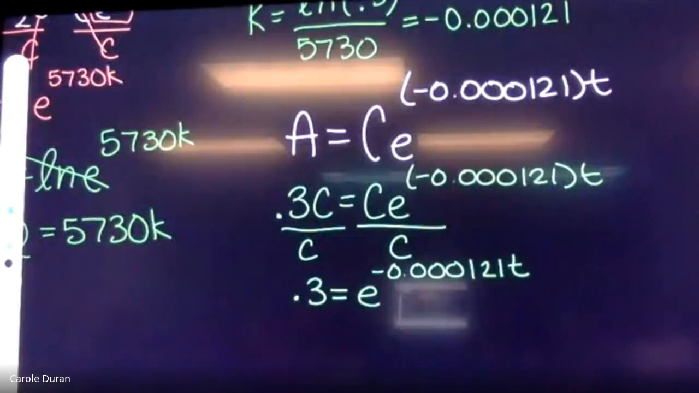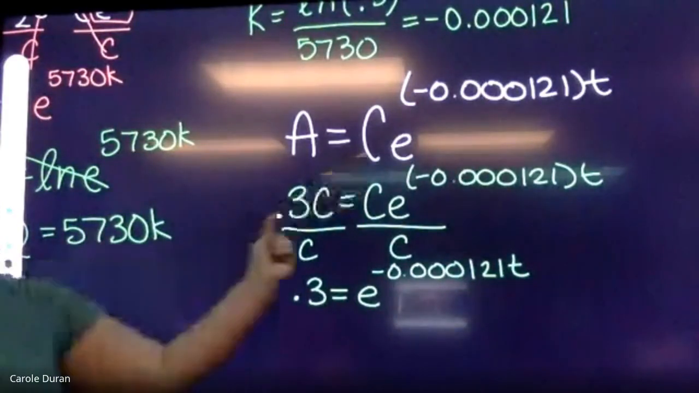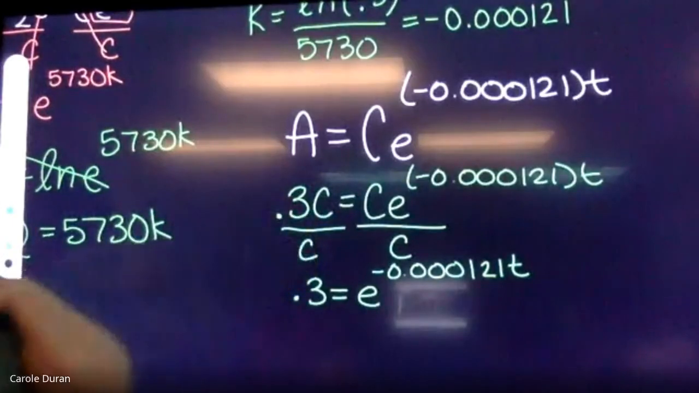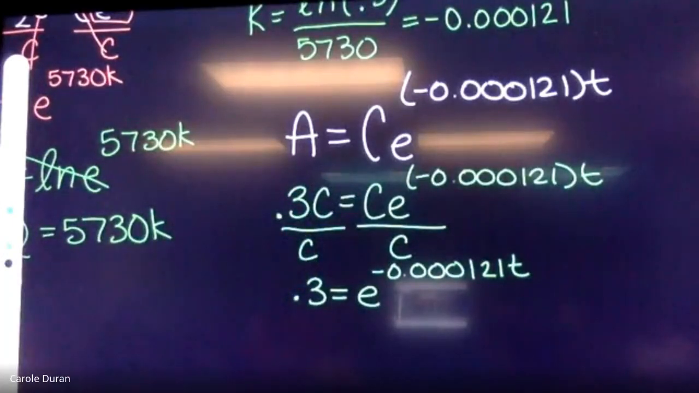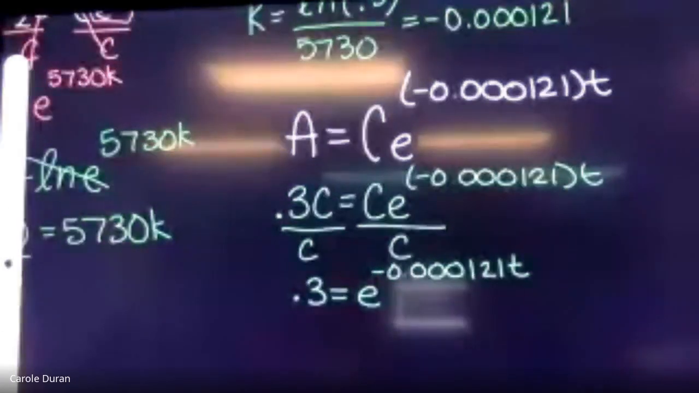Why did A become 0.3 times C? Because C is what I'm starting with, so 30% of C is 0.3 times C. A is just whatever amount is left. Okay.